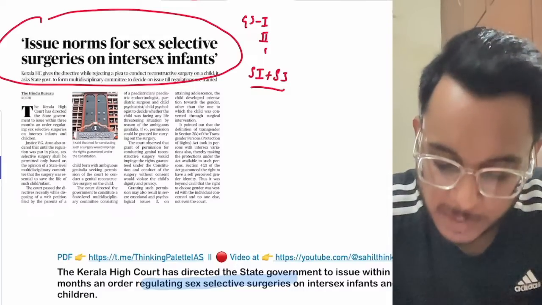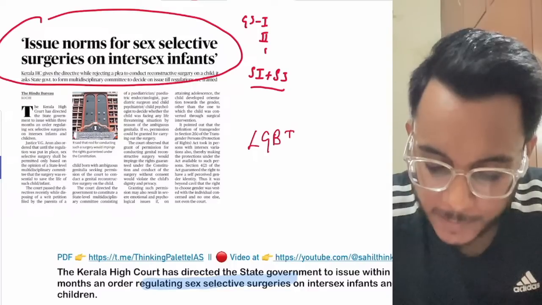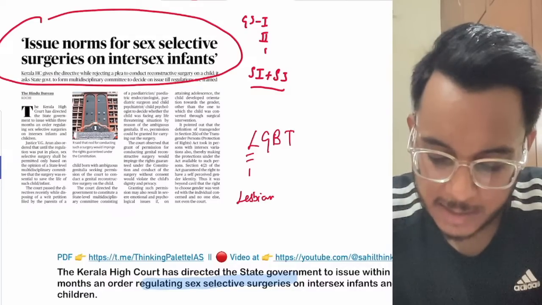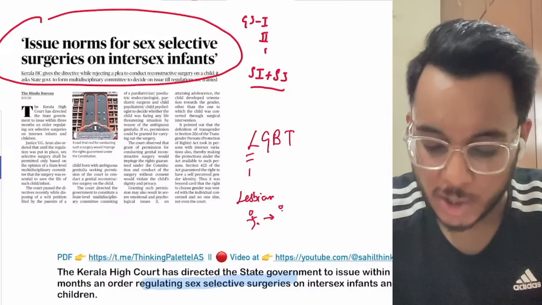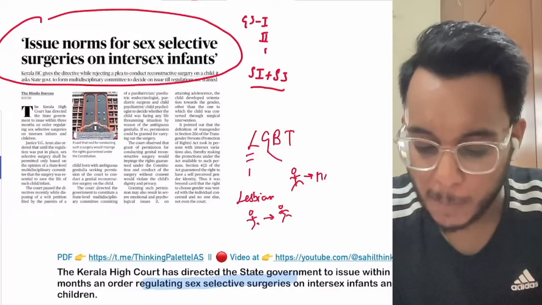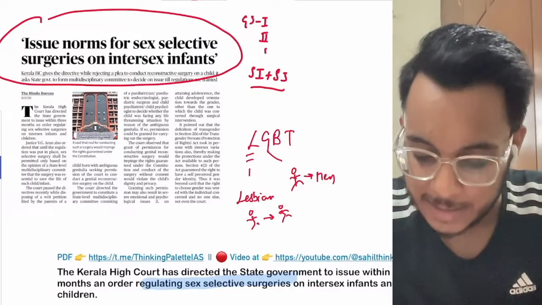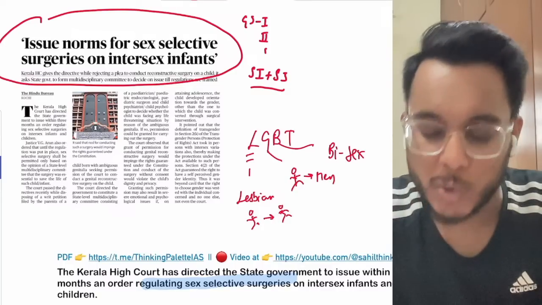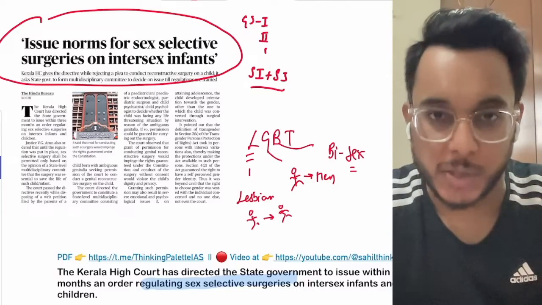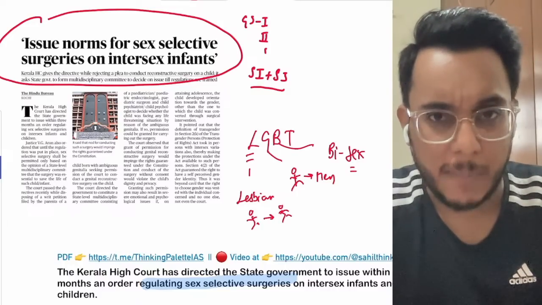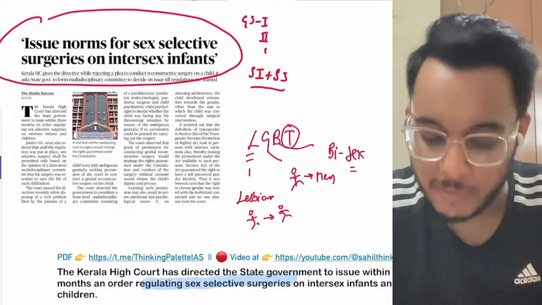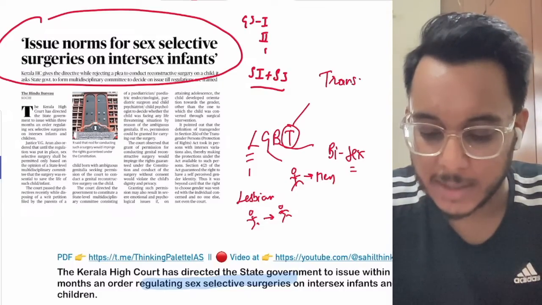Many times we use the word LGBT. L stands for lesbians. These are women who have sexual orientation towards other women. G stands for gay. Gay are those men who have sexual orientation towards men. Then B stands for bisexuals. Bisexuals are those people who have sexual orientation towards people of their own gender as well as the opposite gender. For example, a man having sexual orientation towards men as well as women, they are bisexuals. Then we have one word that is transgender.